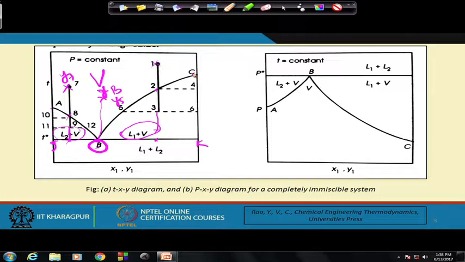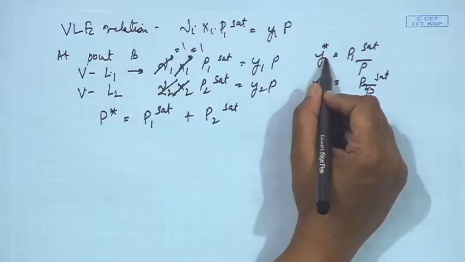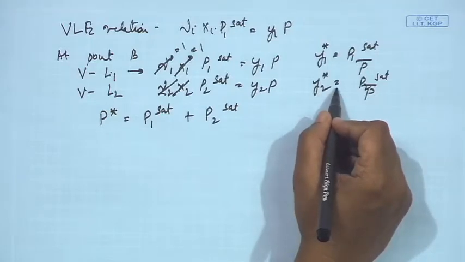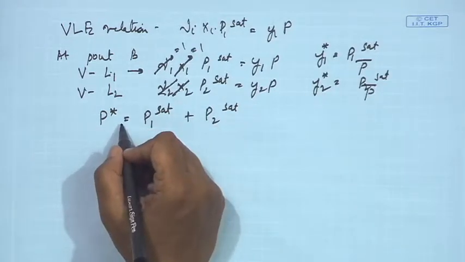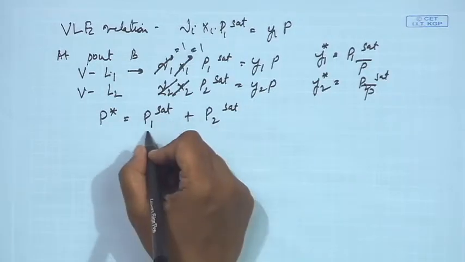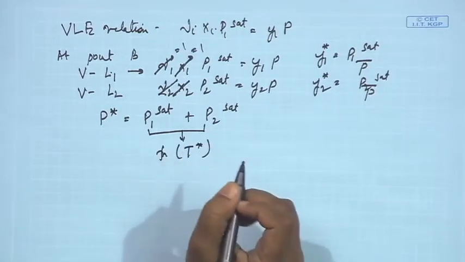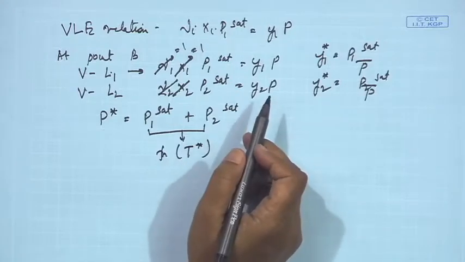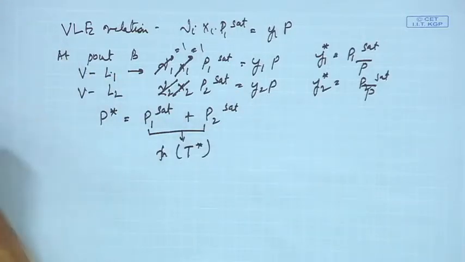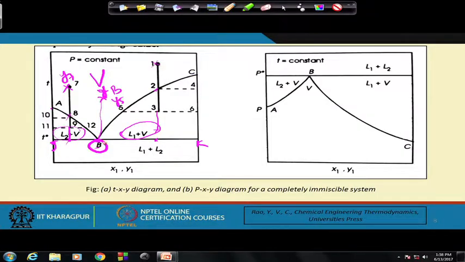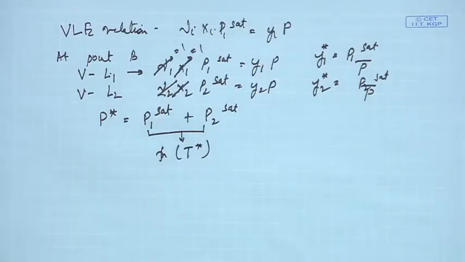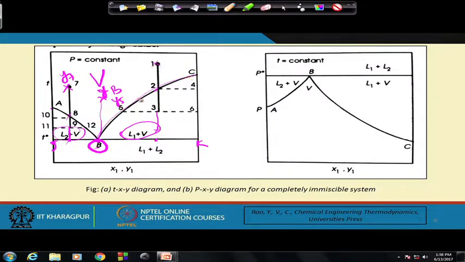So, under this condition we have found out the composition of y1 star, the composition of y2 star, and we have also found out what should be P star. And P1 saturated and P2 saturated, both of them are functions of T star. So, we are in a position to locate point B. Now, suppose I would like to concentrate on this particular region. In this region L1 plus V, we know that it is pure liquid L1. For this region we just need to know the locus of this particular curve.